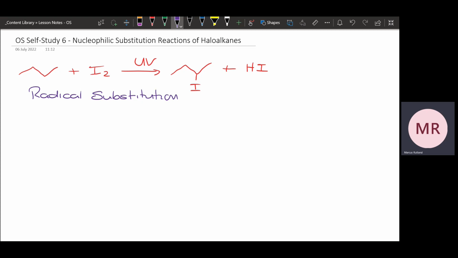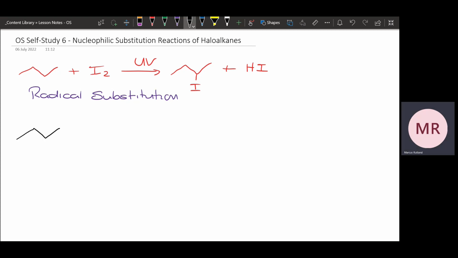If you remember, the point there is alkanes have nothing that actually promotes their reactivity, so it takes something as reactive as a radical to attack them, hence the UV light to turn the I2 into radicals. The story is very different when we have a haloalkane.